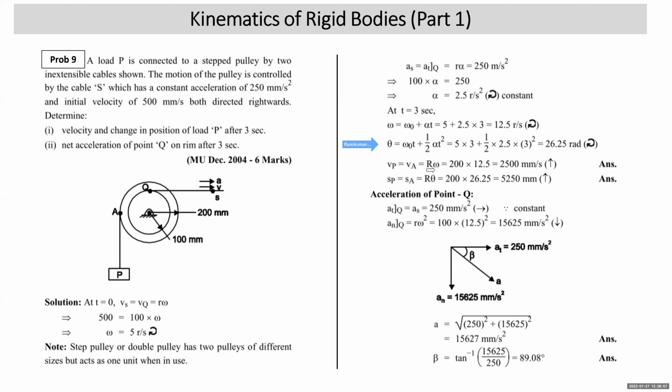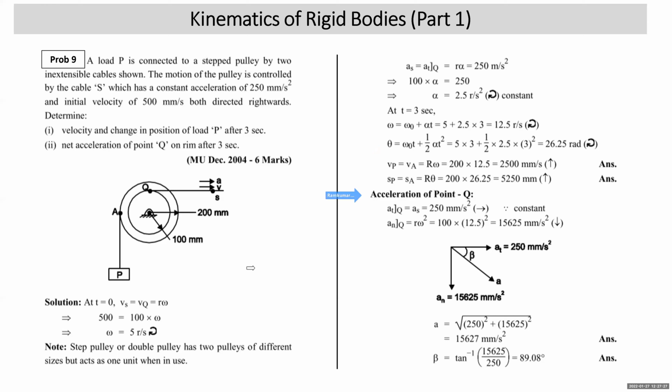Now the velocity of block P will be the velocity of point A, that is r omega. This time I have taken the bigger radius, the radius of the bigger pulley. R is 200 into 12.5, that is 2500 mm per second. As this is turning in the clockwise direction, the velocity of point P will be upward. The displacement of block P will be the displacement of point A, that is equal to r theta. R of point A is 200. Theta we have just now found, 26.25. Substitute r 200 and theta 26.25, and you get 5250 mm upward.